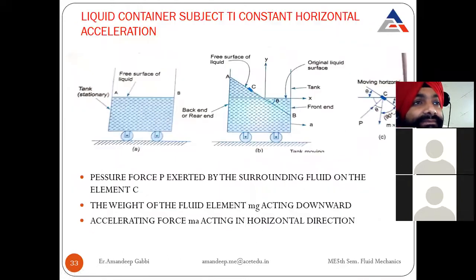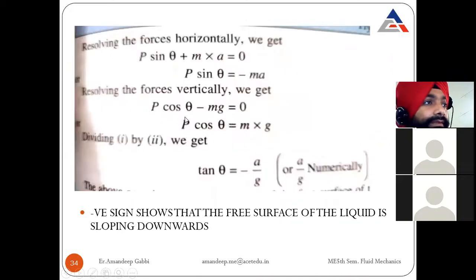You can see this. Now the P is pushing that fluid in the upward direction, and mg is acting in the downward direction. These are the two opposite forces. So we will take P cos theta as positive and mg as negative. P cos theta minus mg is equal to 0. Now P cos theta is equal to mg.